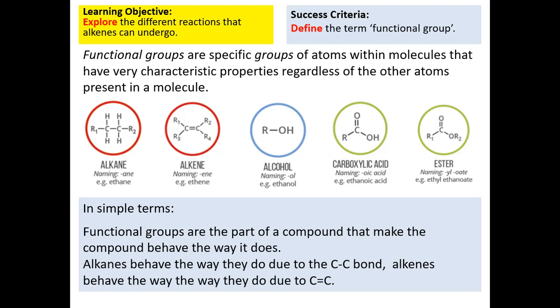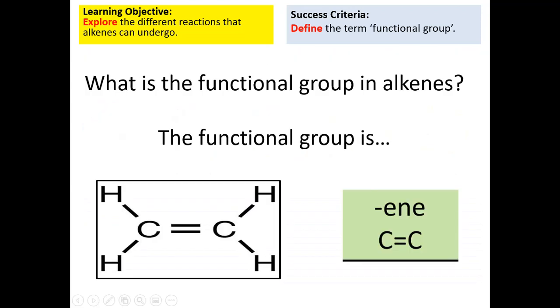And we're going to learn in turn about each of these different groups. So we've already talked about alkanes. We've already talked a little bit about alkenes. We're going to go into more detail about the reactions of those today. And then we're going to talk about alcohols, carboxylic acids, and esters in the up and coming lessons. So, as we can see, the functional group in this case of an alkene is this double bonded C. And that's what makes it behave differently from an alkane.